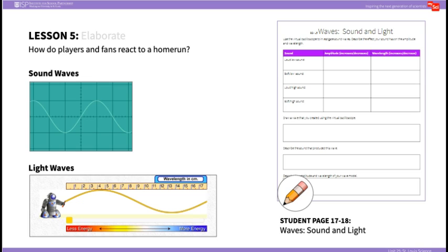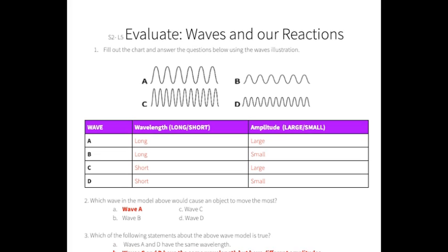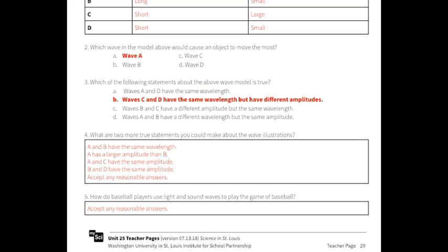To expand the discussion of the properties of waves to sound waves and light waves, there's 2 websites you can visit to show how sound waves can change in amplitude and wavelength and how light waves can change in amplitude and wavelength. In the evaluate portion of this lesson, students will take a short assessment to show what they've learned about reactions and waves. Students will be asked to interpret a model and evaluate the different properties of a wave, and then they'll also be asked about how light and sound are used to give humans information.